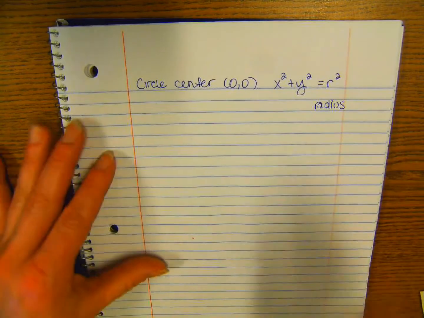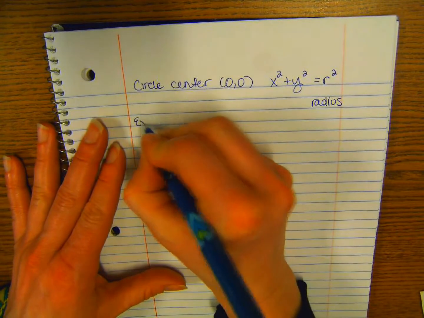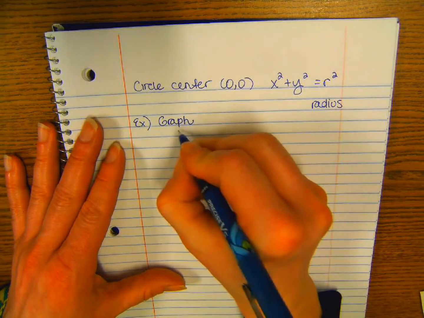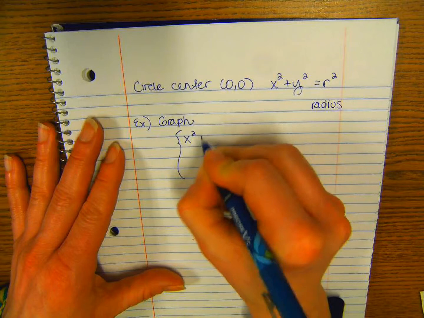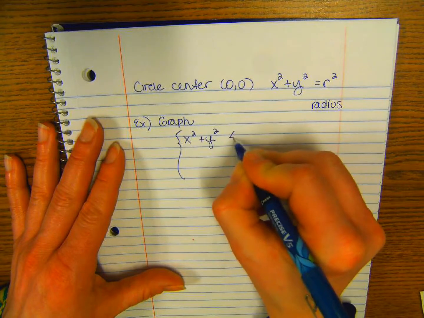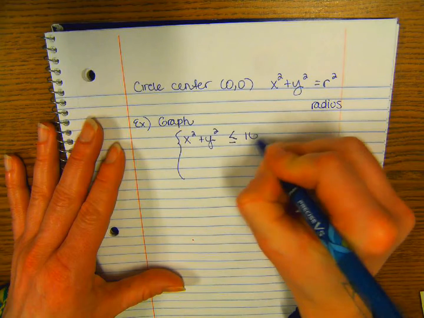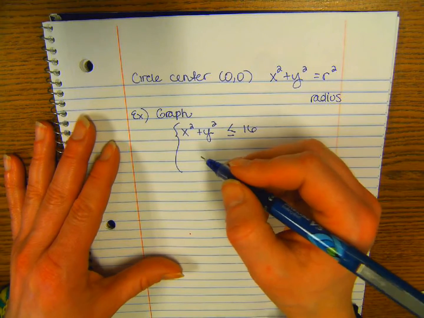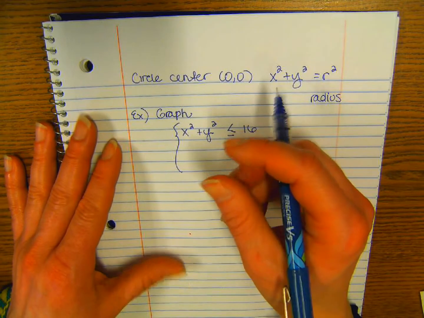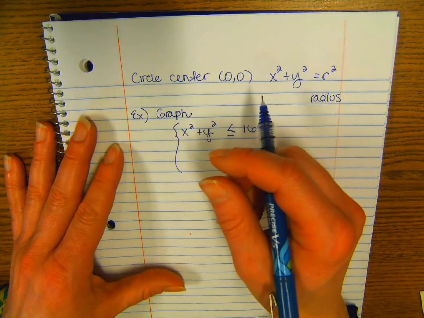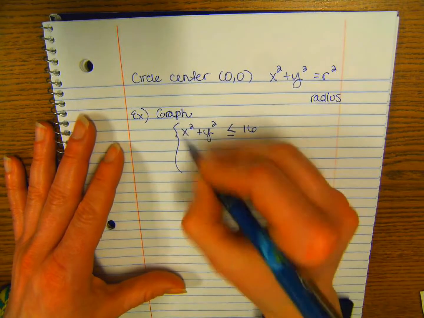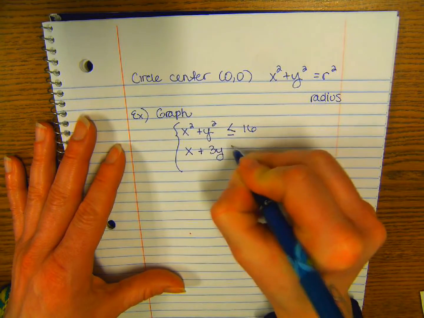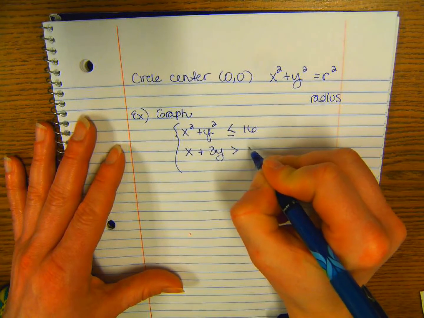So I'm going to make one up on the fly. Sometimes that doesn't work well, but I think I can do it. We're going to graph x squared plus y squared is less than or equal to 16. And do you want the line in slope form or standard form or slope-intercept form? What do you need more practice with? The standard form? Okay. So I'm going to do x plus 3y is greater than 9.